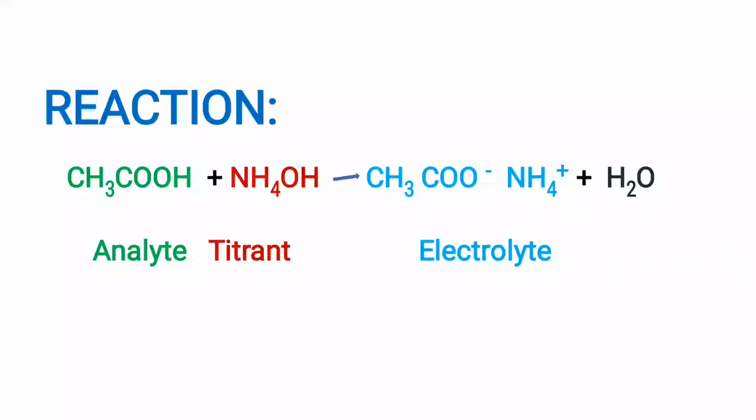Now, ammonium hydroxide is added from the burette. A small amount of ammonium acetate is formed. Ammonium acetate dissociates better than acetic acid, so it is represented in the form of ions. As we continue adding ammonium hydroxide, it reacts with the acetic acid and forms ammonium acetate, so the conductance slowly increases. This will continue till the equivalent point or neutralization point.